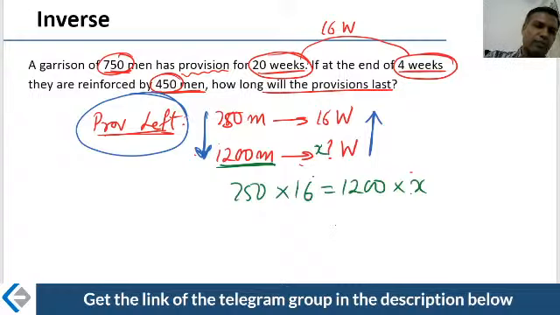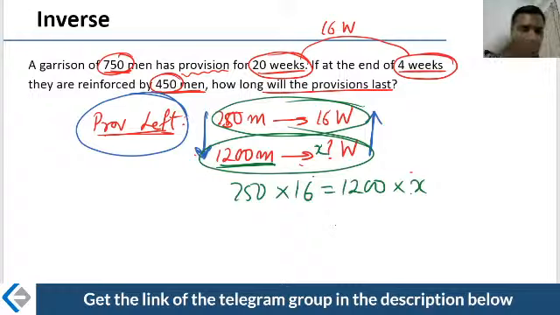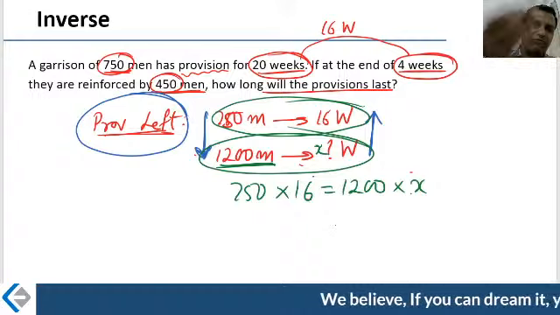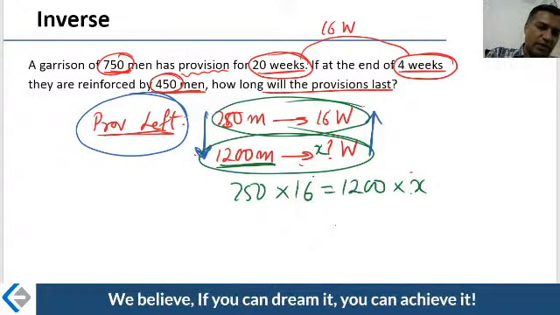Therefore, already you say that the product is constant. Whenever they're inversely proportional, what did we say? The product is constant. Precisely, that is what we are trying to do out here. So therefore we'll simplify, and we'll get the value of x from here.